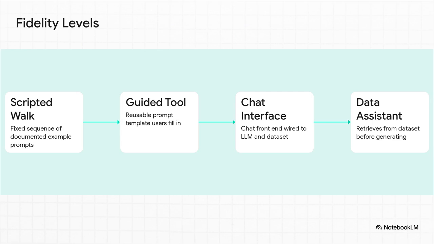Let's look at how this builds across 4 distinct fidelity options because you definitely have choices here. You could start with a scripted walkthrough. This is the lowest build effort, essentially just a documented, fixed sequence of example prompts and real outputs. Moving up a notch, we have the guided prompt tool, where you build a reusable template that users can just fill in themselves. Then there's the interactive chat interface.